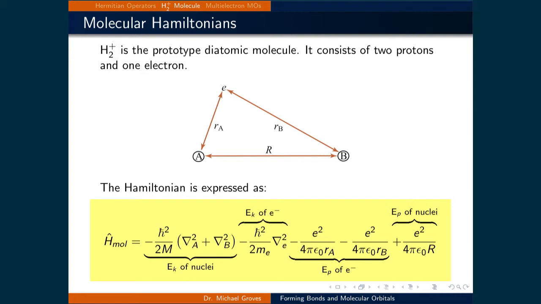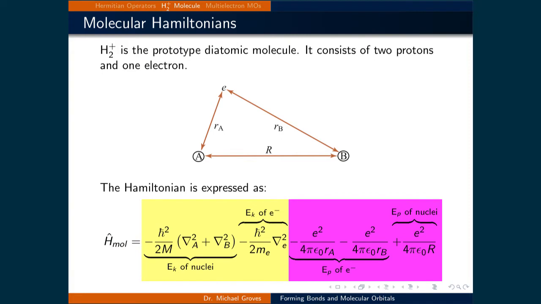The Hamiltonian for this system is expressed as minus h bar squared divided by 2 times the mass of the nucleus times the Laplacian for nucleus A plus the Laplacian for nucleus B. Minus h bar squared divided by 2 times the mass of the electron times the Laplacian for the electron, minus the elementary charge squared divided by 4 pi epsilon naught times the distance between the electron and nucleus A, minus the elementary charge squared divided by 4 pi epsilon naught times the distance between the electron and nucleus B, plus the elementary charge squared divided by 4 pi epsilon naught times the distance between the two nuclei.